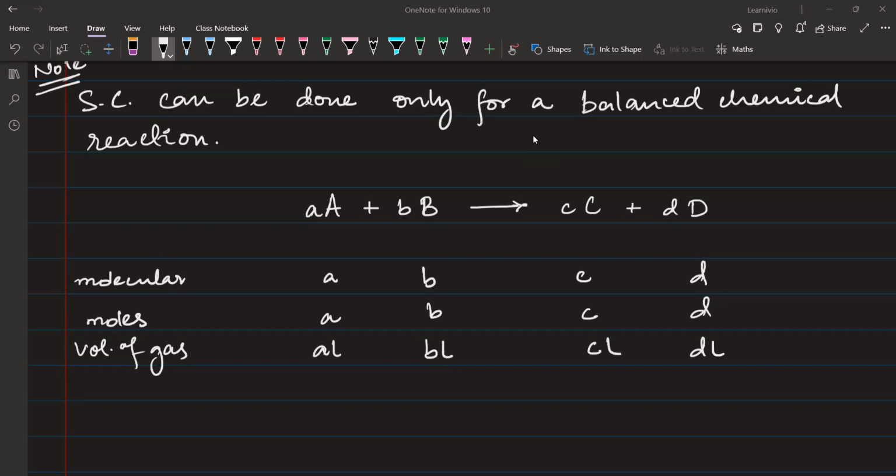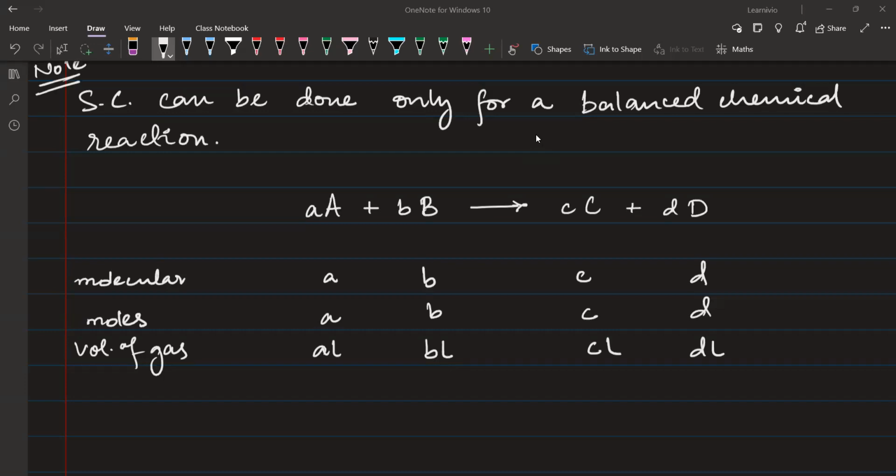That is why we can take A liters and B liters and C liters, and it is going to be the same thing. Like A liters of A will react with B liters of B to give C liters of C and D liters of D. Shaima, you got this now? Yes or no? Yes, Shaima. Got this? Okay, fine. Okay.